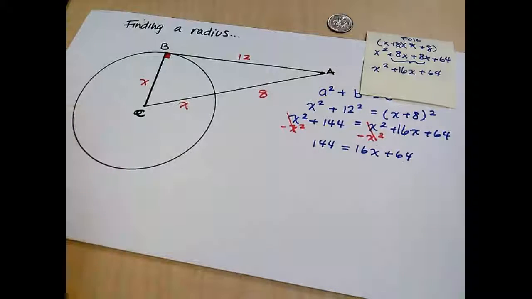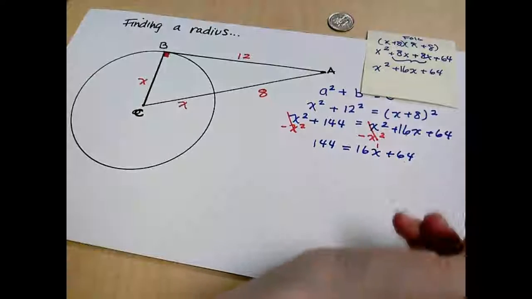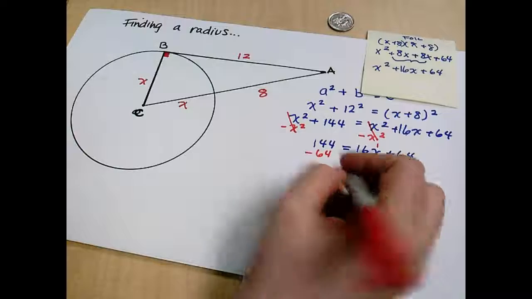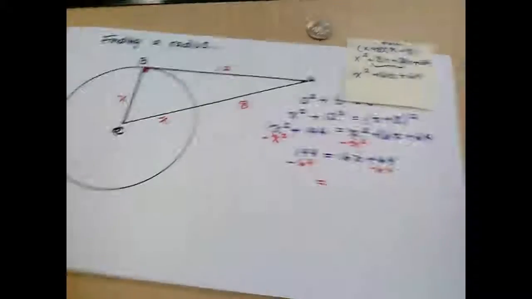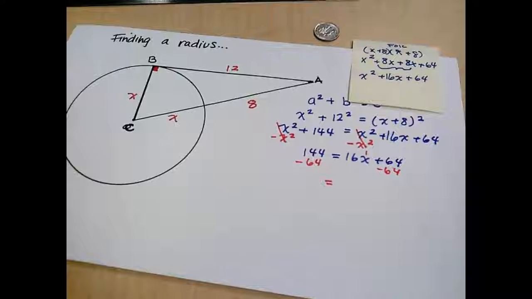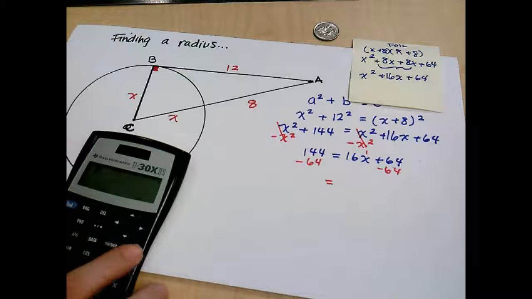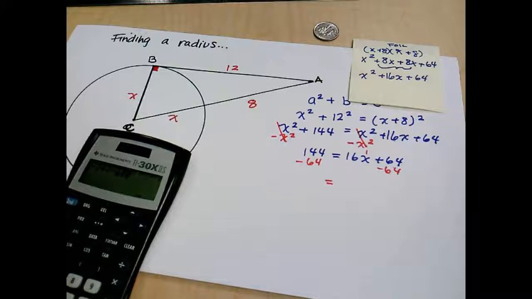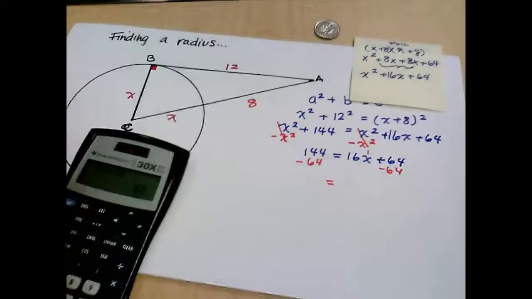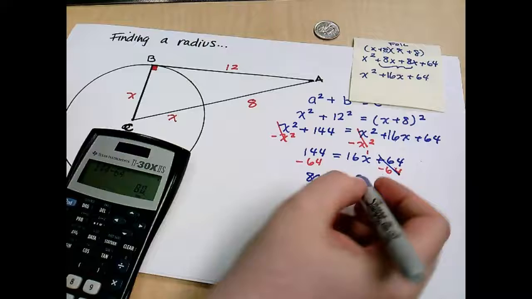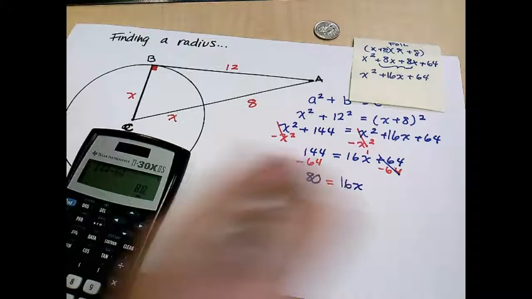Then I'll go through and subtract to get the x by itself. So I'm going to go ahead and move 64 to the other side. I'm going to clear that out and just use my calculator so I don't make any mistakes. 144 minus 64, and that will give us 80. And then the 64's cancel out. I'm left with 16x on that side.